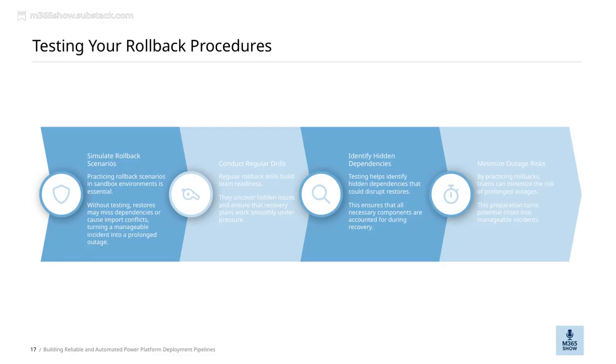Without testing, there's a risk that restores might miss dependencies or cause conflicts, which could turn a manageable situation into a prolonged outage. Overall, consistent testing and preparation of your rollback procedures are essential to building a reliable, automated deployment pipeline. They help you respond swiftly and effectively when things go wrong, keeping your Power Platform environment resilient and available.